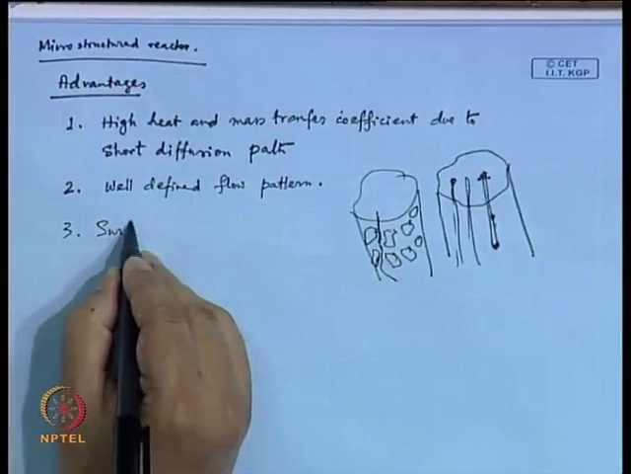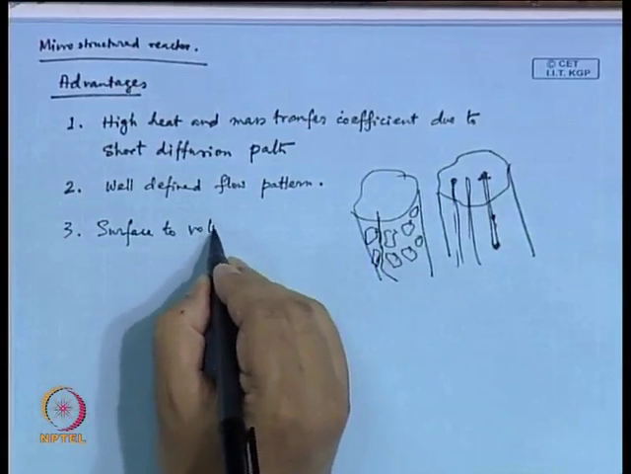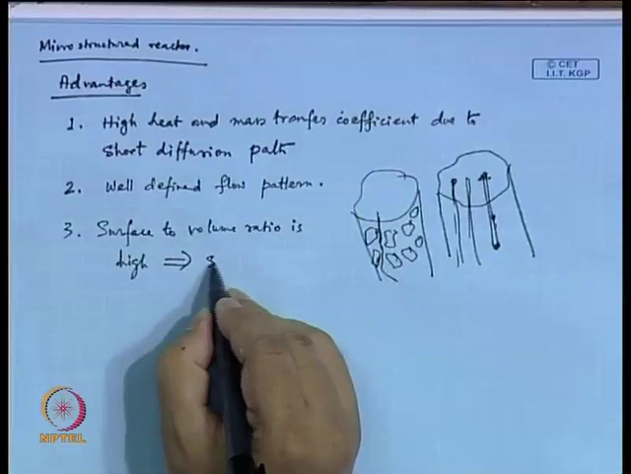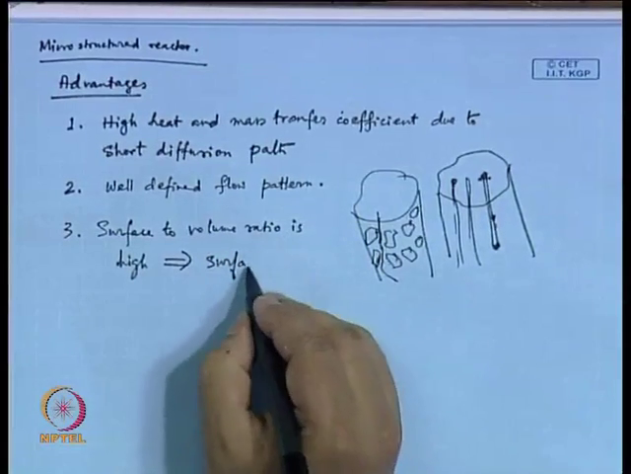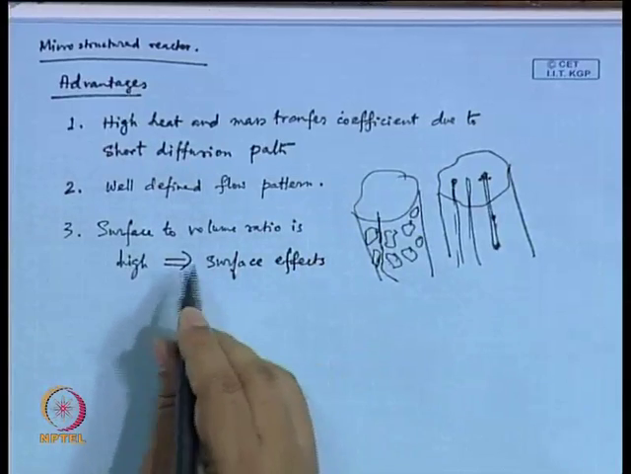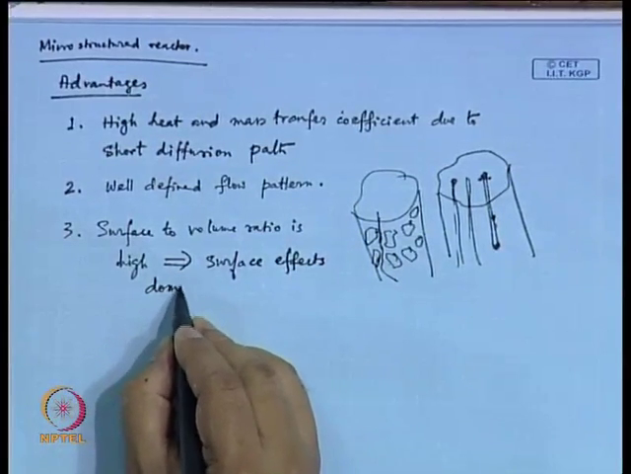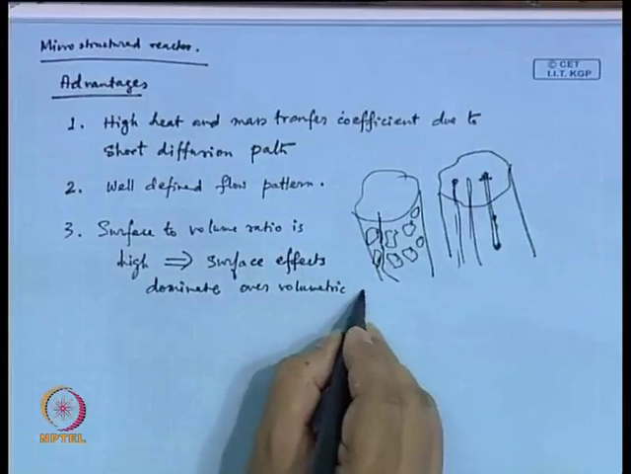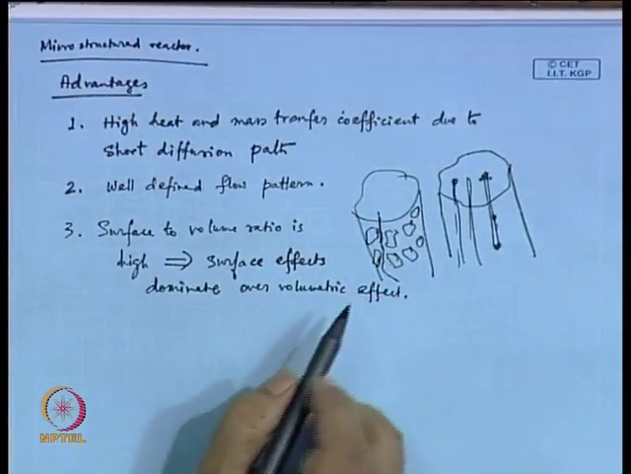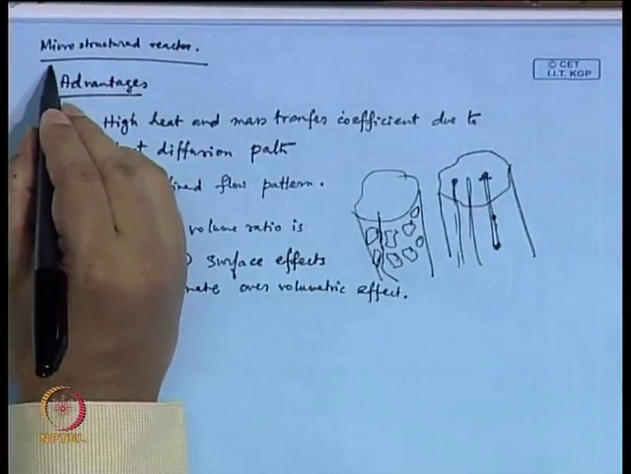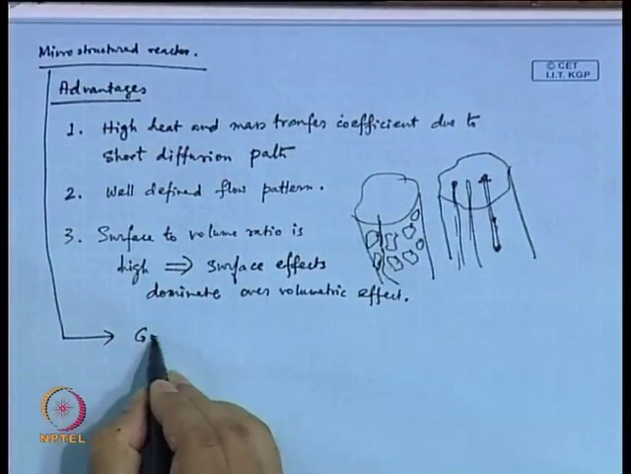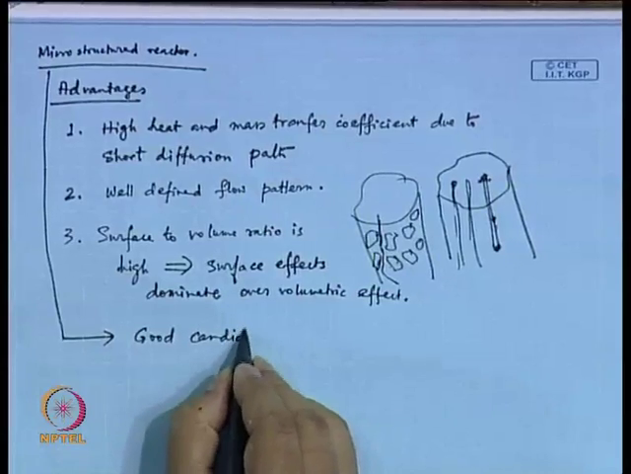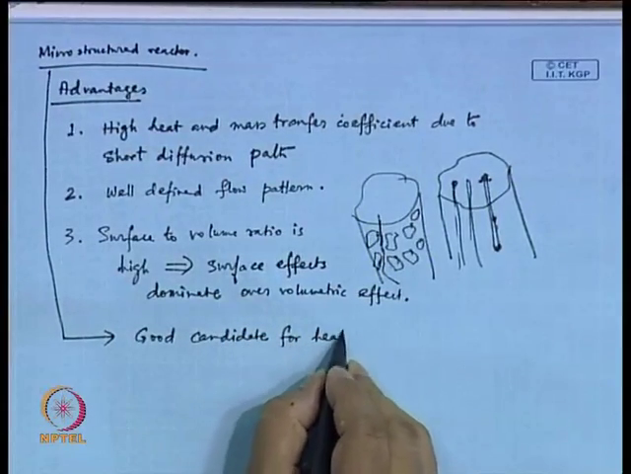Number 3 is that surface to volume ratio is high. So, what this implies is surface effects dominate over volumetric effect. Because of these advantages, these microstructured reactors are good candidates for overcoming heat and mass transfer limitation.